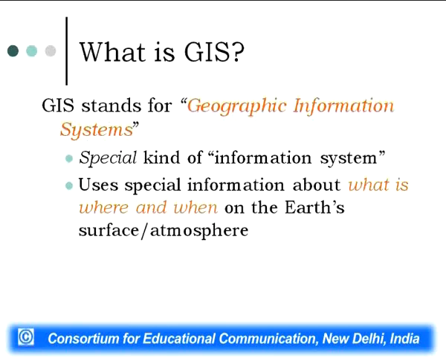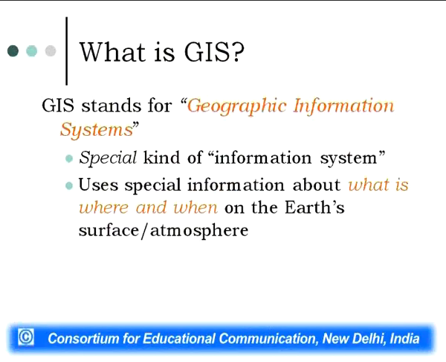Now, coming back to the systemic approach to the definition of geographical information system. Once we moved from the review part of it, we made an attempt to synthesize it with the existing discipline. Now, GIS, as we know, stands for Geographical Information System. It is a spatial kind of information system that uses spatial information about what is where and when on the Earth's surface and atmosphere.